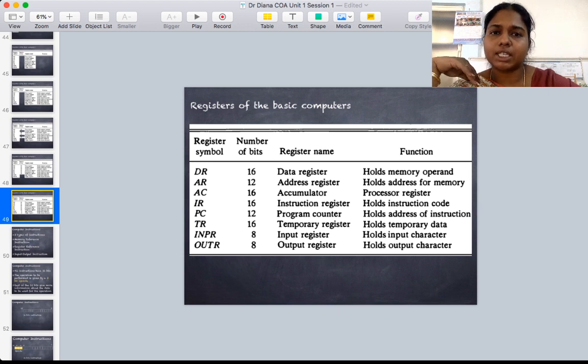And using these registers, I need to perform some operations. So I need to design an arithmetic and logic unit and a control unit based on these registers. Now imagine the computer has different types of instruction. For each instruction I should be able to identify what type of instruction it is, and the control unit should also be able to identify what operation it should perform.